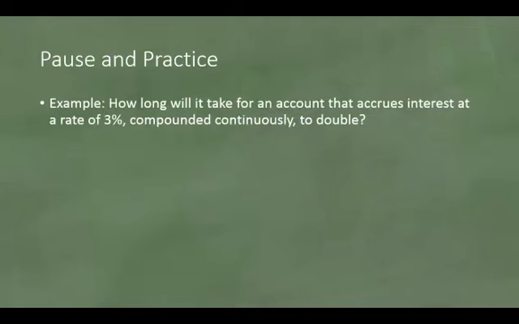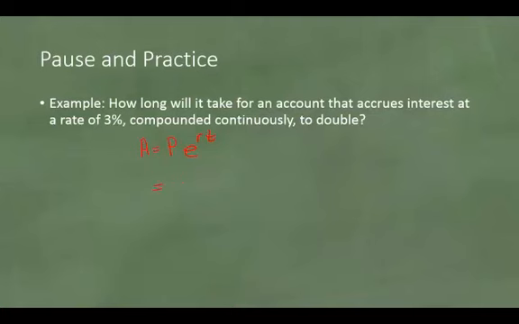Okay, pause and practice this problem. How long will it take for an account that accrues interest at a rate of 3% compounded continuously to double? Remember, that's the compounding formula that we used from before, where we have the amount in an account equal to the original amount, and since it's compounded continuously, times e to some rate r times t.